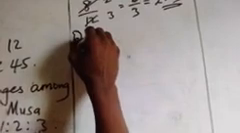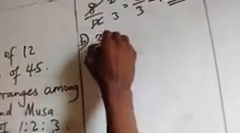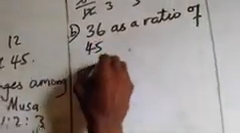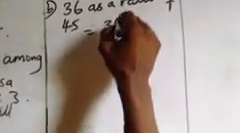That's number 1. Number 2, we have 36 as a ratio of 45. So what we have here is 36/45. We look for a number that can divide the two. 9 here will give us 4, 9 here will give us 5. So we have 4:5 as our answer.